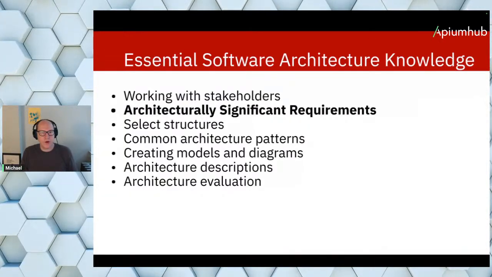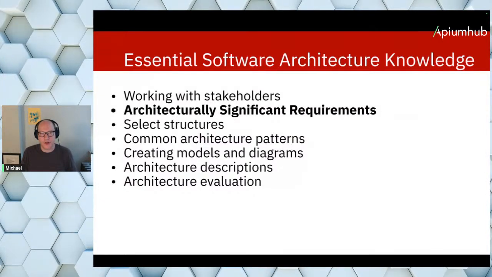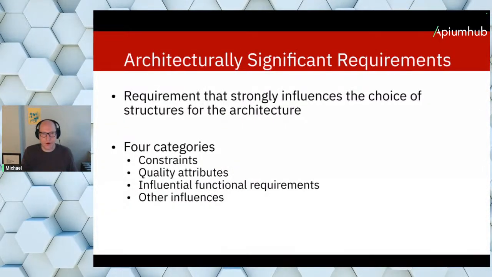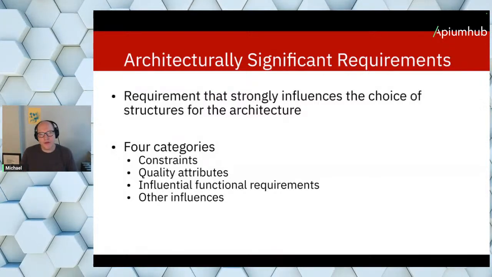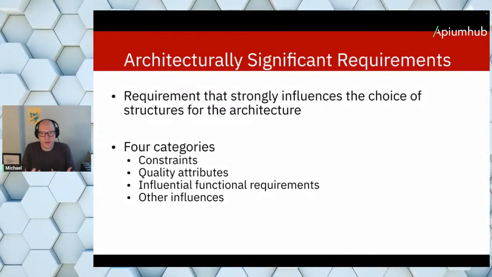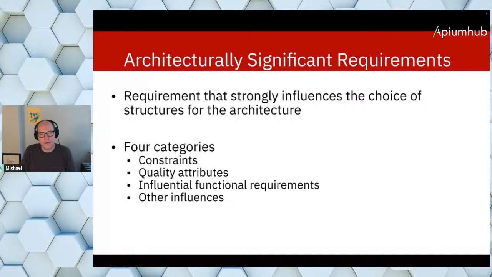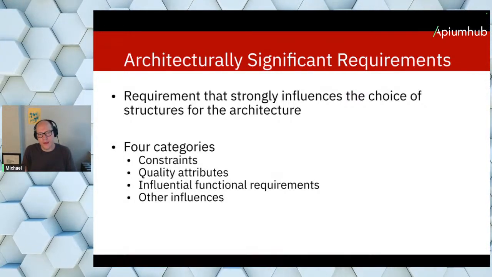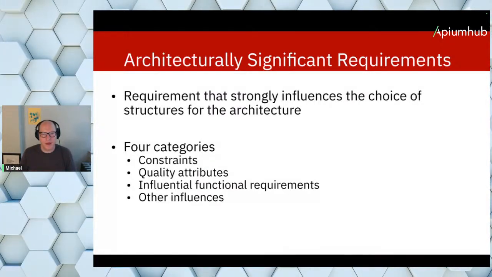I don't have time to go into all of this today, but I do want to dip briefly into the architecturally significant requirements. I mentioned this briefly before, but ASRs, architecturally significant requirements, are the things that most strongly influence the choice of structures for the architecture. These are basically telling us what the architecture needs to be. Usually we organize these into 4 categories: constraints, quality attributes, influential functional requirements, and then a bunch of other things that may come up as well, other influences.